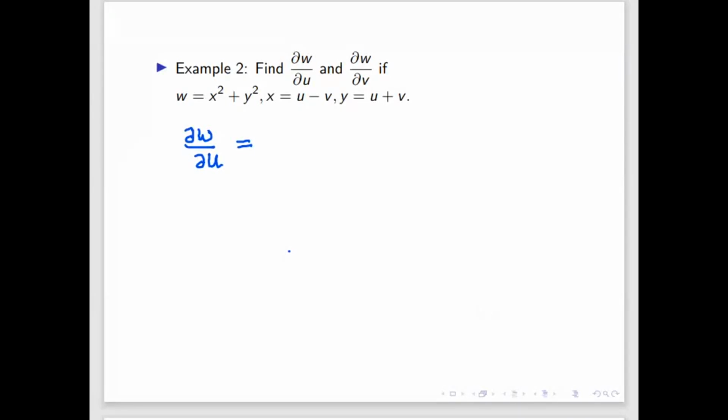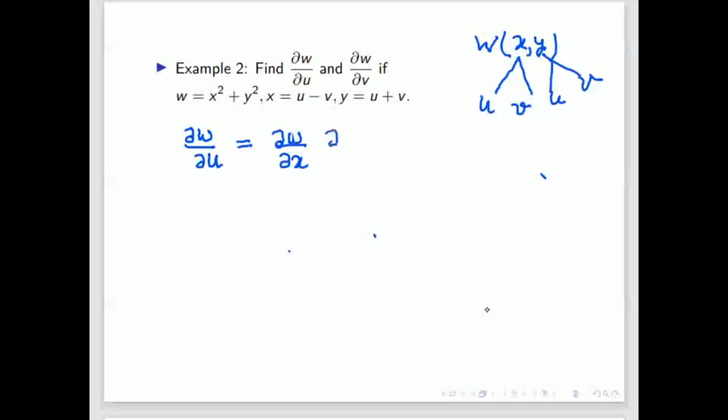So here w is a function of how many variables? Two variables, those are x and y, and here x and y both are functions of u and v. So overall w is a function of u and v only. If you're differentiating with respect to u, then we'll write del w by del x, then del x by del u, then with respect to y, and then derivative of y with respect to u.